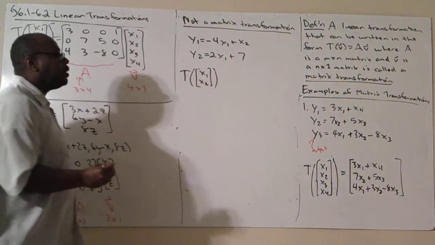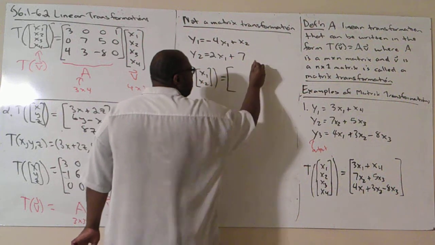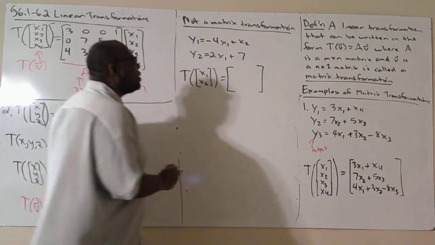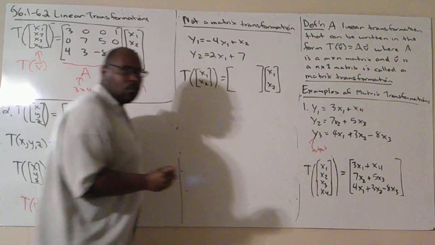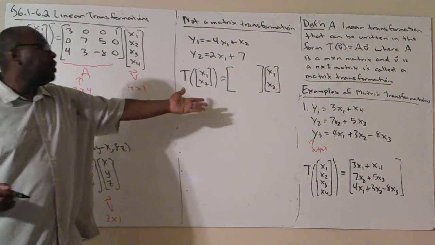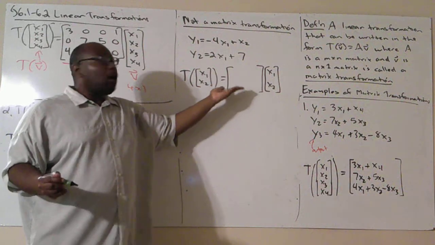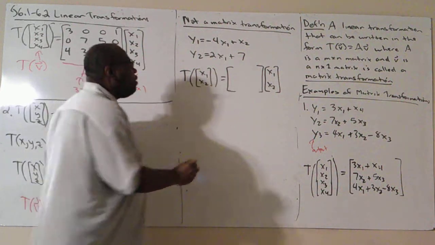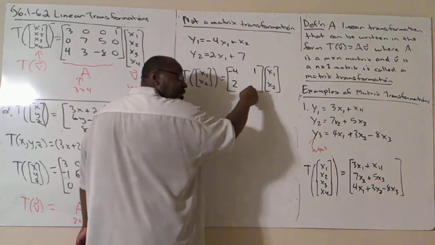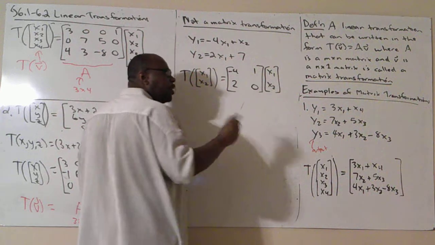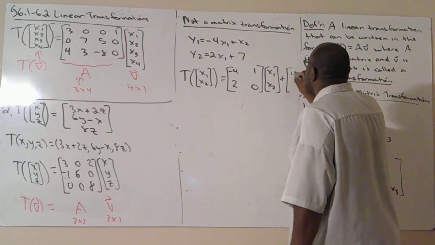So I have T of x1, x2 equal to my matrix times my inputs, x1, x2. If this is a matrix equation, it should be T of x1, x2 equal to some matrix times x1, x2. So what goes inside my coefficient matrix? Well, I have negative 4, 1, 2, and it's not going to be 7. It's going to be 0. Where does the 7 go? The 7 has to be tacked onto the outside. So it'll be like this, 0, 7.